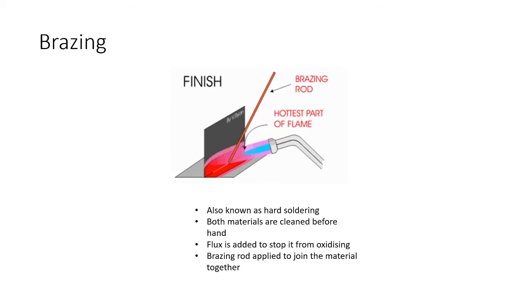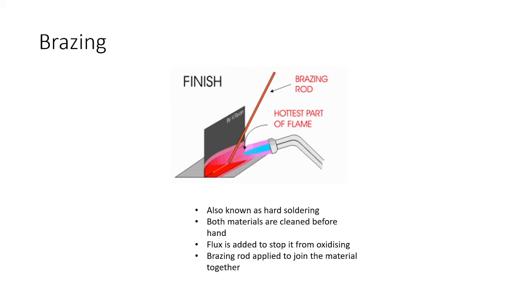So you'll have the material looking nice and shiny. You'll add some flux to it, which stops it oxidizing, so stops it becoming not shiny. You will apply heat to it, and then you have your brazing rod. As you melt it, the brazing rod is like the glue that joins them both together, and that goes within the cracks and joins it together. Brazing is weaker than all the other forms of welding.